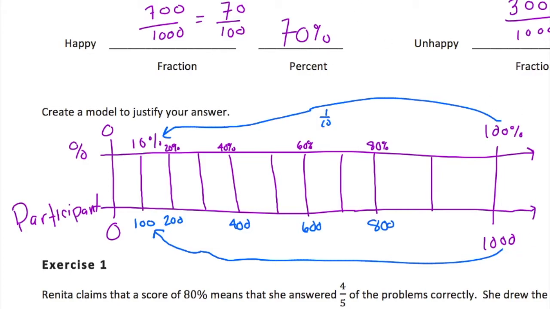So this would also show how many participants match up with various percents. So happy were 700, or 70%, as shown on that line there. And then the unhappy, I'll make them red, because they're kind of angry, right here. So that's 30%, or 300.